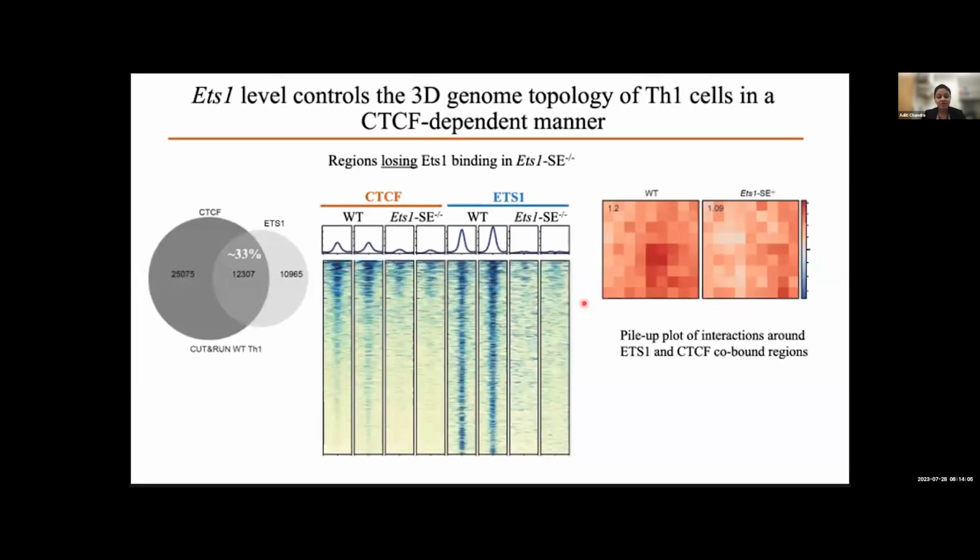Next, to understand how the loss of Ets1 might be regulating the 3D genome topology of the Th1 cells, we looked into the binding pattern of the chromatin architectural protein CTCF. As we can see here, of the regions that lost Ets1 binding after the superenhancer knockout, a fraction also correspondingly lost CTCF binding, thus indicating that Ets1 level might be controlling the 3D genome topology of Th1 cells in a CTCF-dependent manner. Pile-up plot analysis of Ets1 and CTCF co-bound regions also showed significant loss of local interactions around this region in the knockout cells.